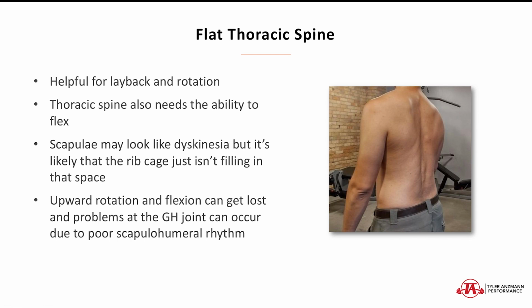And so what can happen here is we're limited in our ability to flex, we're limited in our ability to kind of protract, and we're limited in our ability to upwardly rotate. And so these are going to be guys that may struggle with that. And what we can see is problems at kind of the glenohumeral joint can occur due to kind of poor scapulohumeral rhythm. What that basically means is that the shoulder blade and this upper arm bone essentially aren't moving well together, because what we should see is, as this arm goes overhead, we should see the scapula kind of upwardly rotate as well.